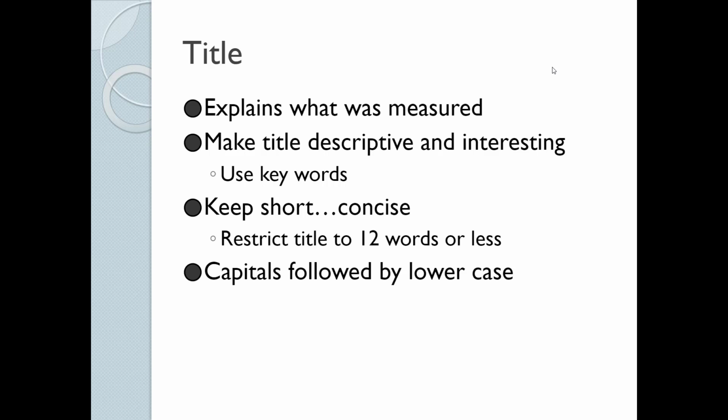All right, so as we start diving into what a peer reviewed research paper looks like, all of them have titles, right? So that's one thing that every single paper absolutely has. It's the most read part of a paper. And so the title has to be good. It has to explain what was measured. It needs to be descriptive and interesting and use keywords that are free of jargon. Okay, it needs to be short and concise.